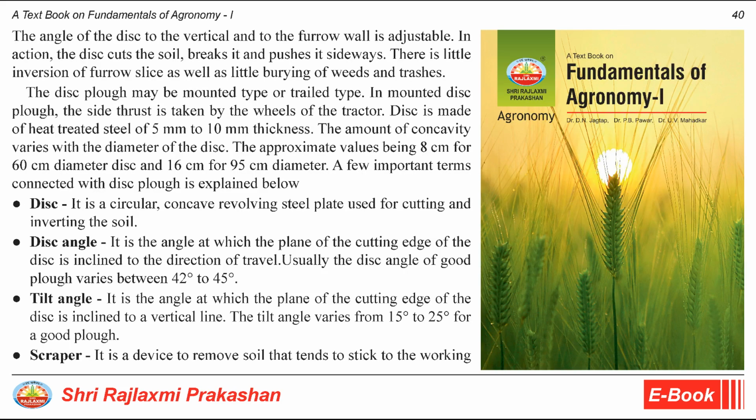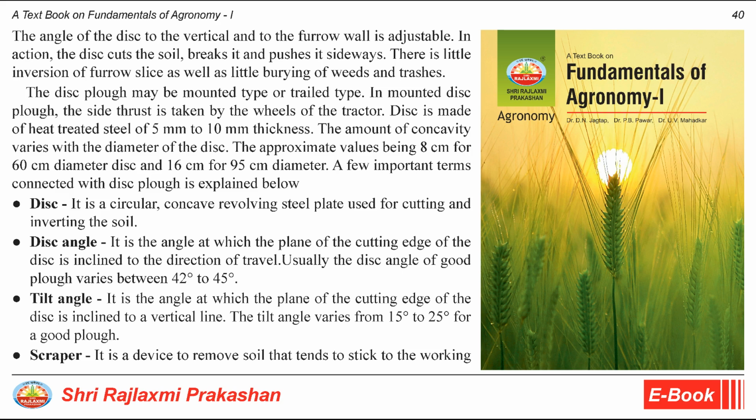The angle of the disc to the vertical and to the furrow wall is adjustable. In action, the disc cuts the soil, breaks it and pushes it sideways. There is little inversion of the furrow slice as well as little burying of weeds and trash. The disc plough may be mounted type or trailed type. In the mounted disc plough, the side thrust is taken by the wheels of the tractor.